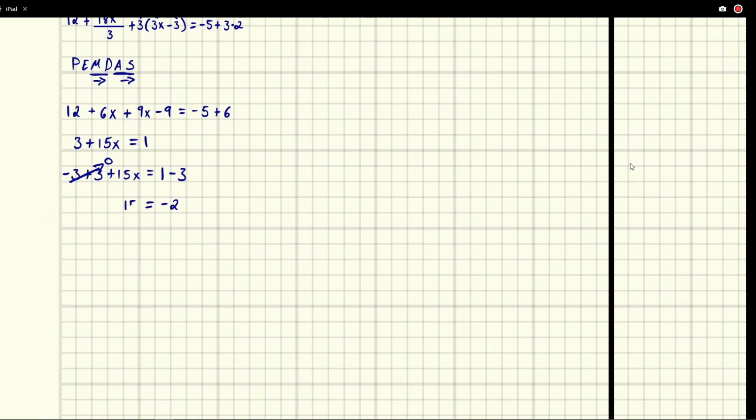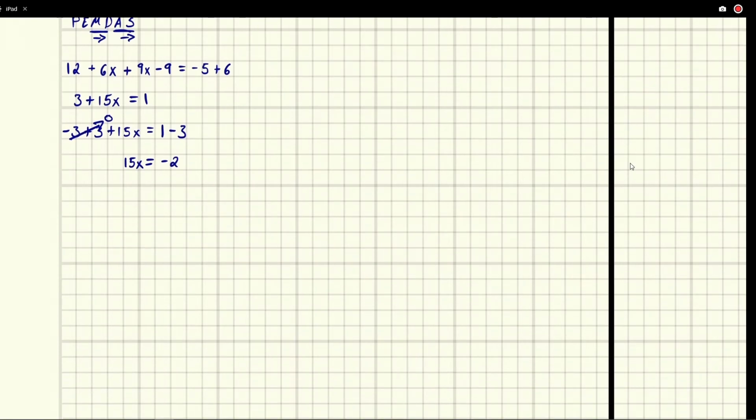And the 15x is still here. Technically, there's a plus 0, but 15x plus 0 is just 15x, so we don't write that. And now what we have left is 15x equals negative 2.